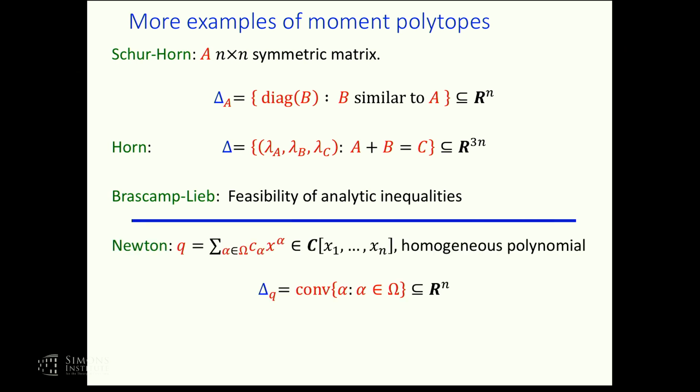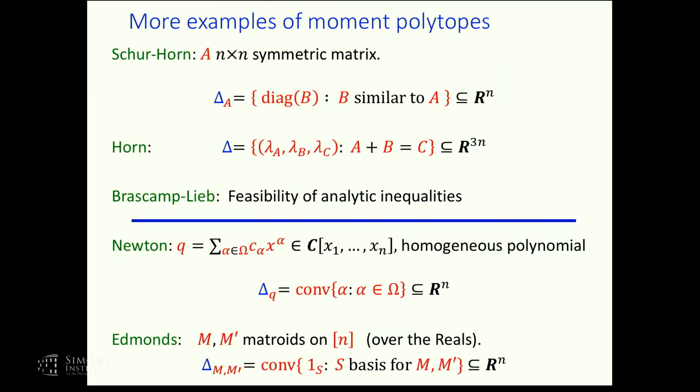Like I mentioned, the Newton polytopes, they arise from Newton. They are convex polytopes. They are moment polytopes. And let's say the matrix intersection polytope is a moment polytope, even though you never thought about it like this. So there are many, many examples of these.